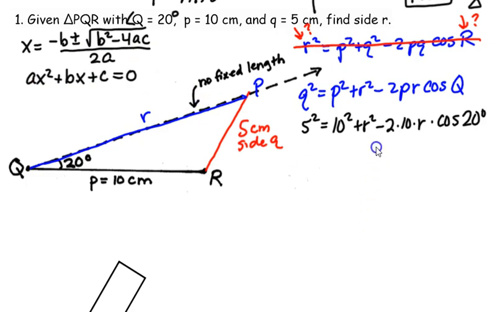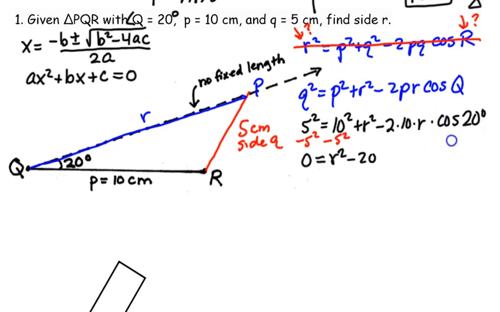So over here, I'm going to start by subtracting 5 squared from both sides, so I get 0 on one side of the equation. Then I'm going to rearrange, so my r squared term is first, r squared, and here is my r term right here. It's in a weird order, so I'm going to multiply the 2 and the 10 together to get 20, and I'm going to have minus 20 cosine 20 times r.